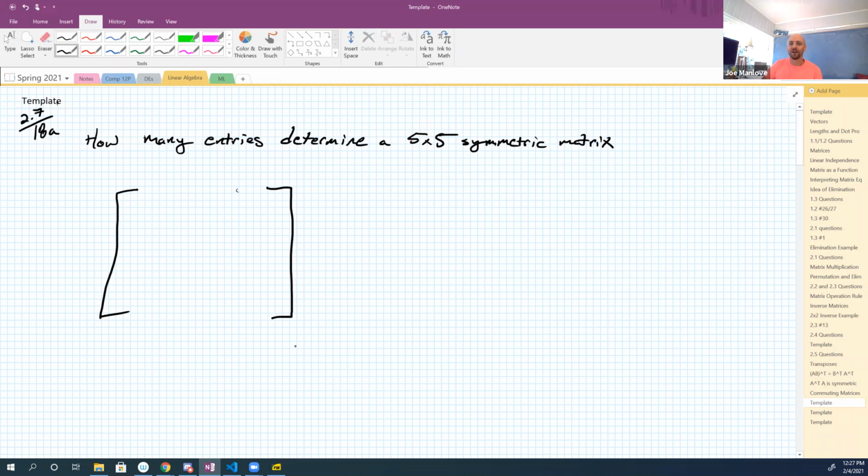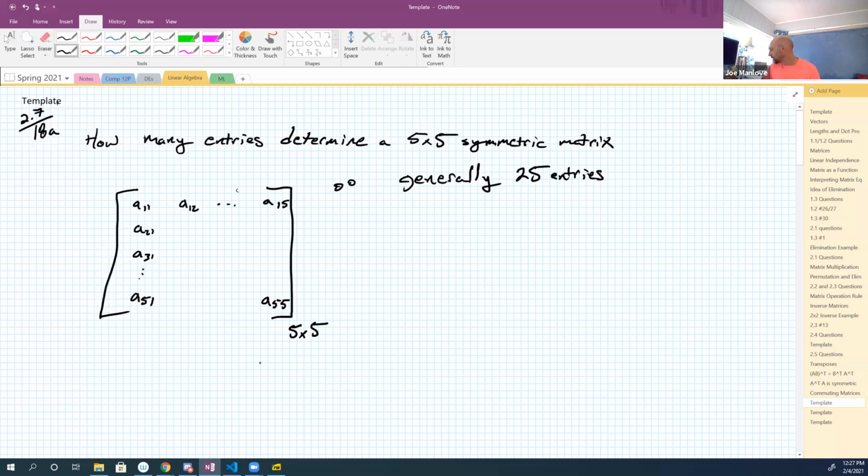How many entries are there in a 5 by 5 matrix? My dumbest guess is 25. Your dumbest guess is correct. So this has 25 entries. Those are A11, A21, A31, A51, dots in there, obviously. And then this one's A12, and over here we have A15, and down here we have A55, right?